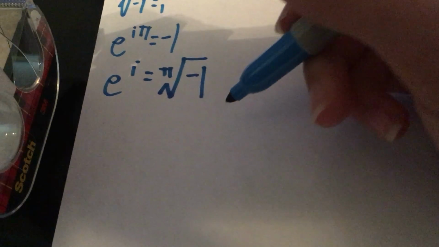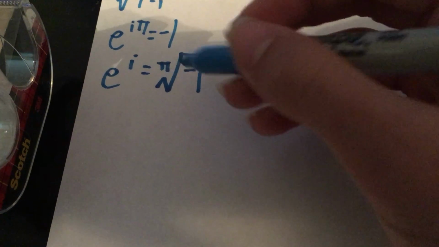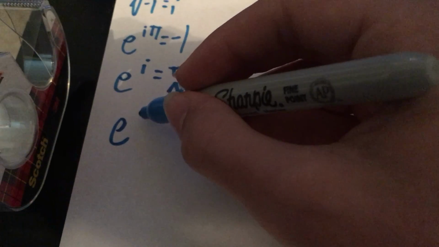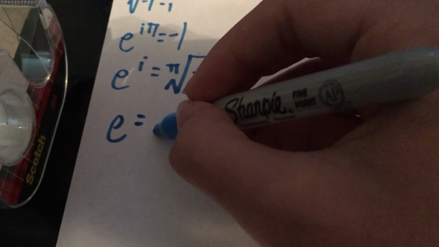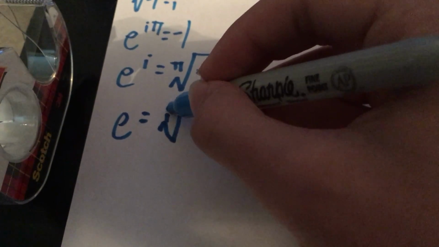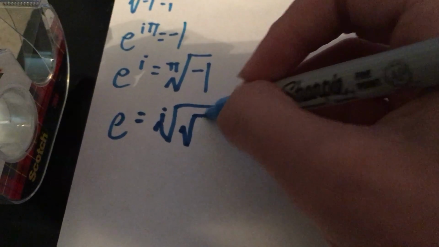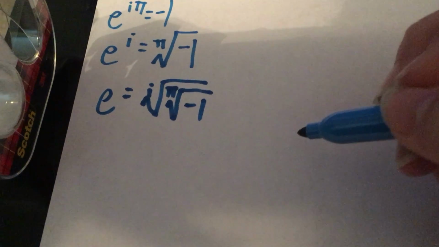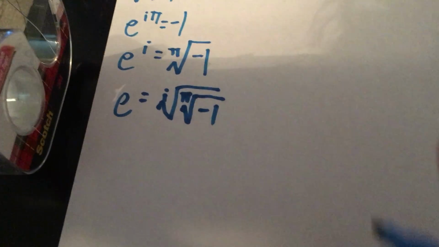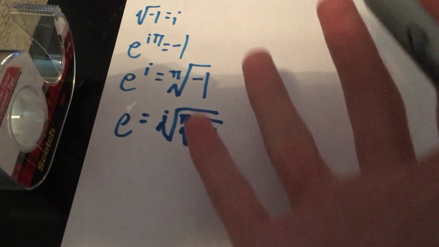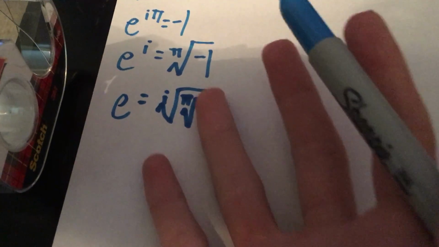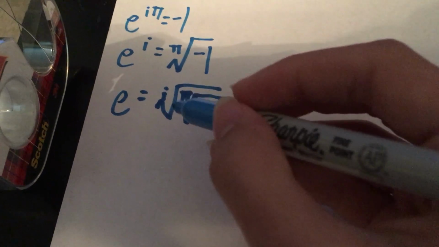which is really weird. Like, oh my gosh, how would you even figure that out? So let's just do that again. The i-th root of the pi-th root of -1. Where do you even start with this? Why is this a thing? How would you figure this out?